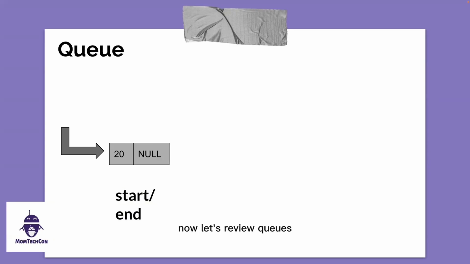Now let's review queues. The way that queues work is the same as a queue at a coffee shop. The first person who comes in and orders is the first served. We call that first in, first out, or FIFO. The first element will always be first if we do not remove it from the queue. The last one will be replaced by the next last.